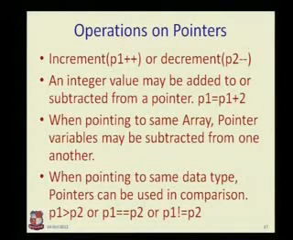Okay? No, it is not okay. If I do p1 plus 2, what would be the address? It will depend on the data type of p1. If p1 is integer data type, an integer contains 2 bytes. So 2 bytes of integer times 2 added, it would be 4. If p1 is 5000, then p1 plus 2 would be 5004.